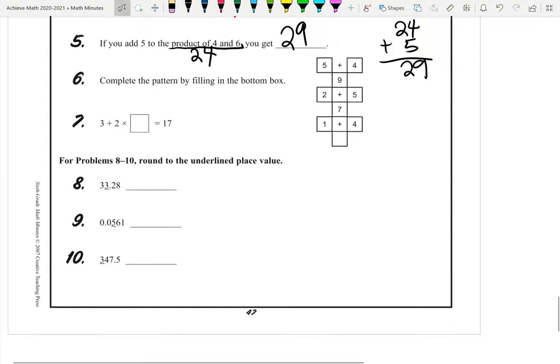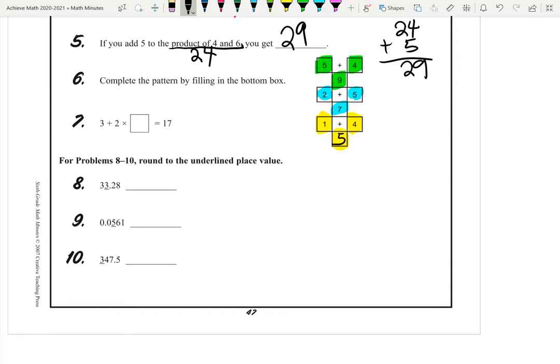Number 6. Fill the pattern by filling in the bottom box. So I have to figure out what the heck goes here. Well, 5 plus 4 is 9. 2 plus 5 is 7. 1 plus 4 is 5.